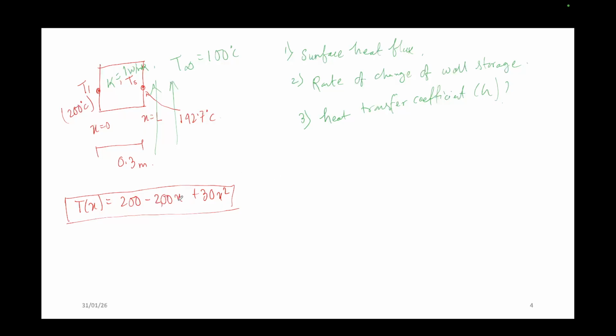How is it linear? It changes with x, na, x square. It is not linear. Just check.